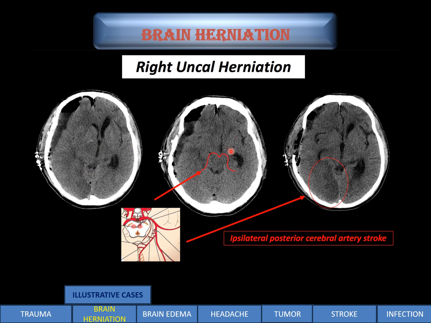This is right uncal herniation in which because of the compression we are able to see this patient has landed up in a posterior cerebral artery stroke. We'll come to stroke a little bit later.